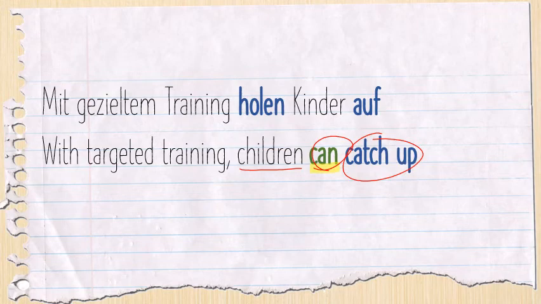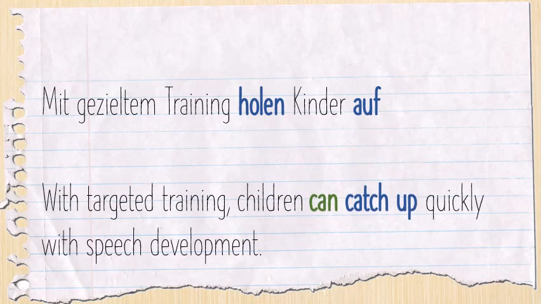And then in English, you just add the rest of the sentence after that. An adverb can come after the verb or before, but we'll put it after here: catch up quickly with speech development. So you have kind of a complement there, and your sentence is complete. Very nice, good English word order.